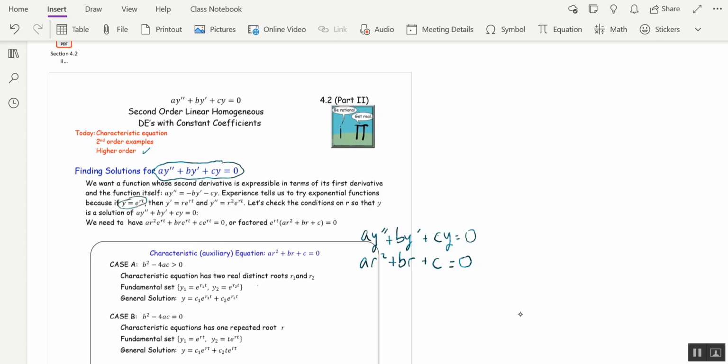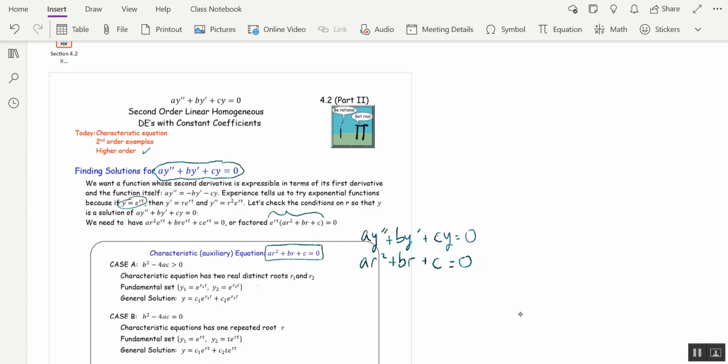Now, if we assume that and we go through some simple calculations, which you can see here, we end up requiring that this equation is 0. This equation is 0 if and only if this equation is 0. That's called the characteristic equation.